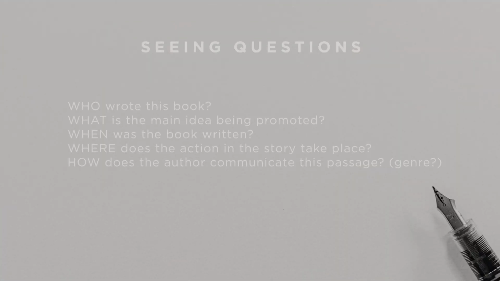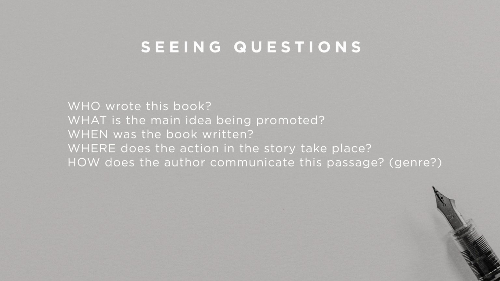According to Lubeck, the first step in studying any passage is seeing. And seeing means simply asking who, what, where, when, and how questions of the text. Questions like, who wrote this book? What is the main idea being promoted? When was the book written? Where does the action in the story take place? How does the author communicate this passage, aka what genre?